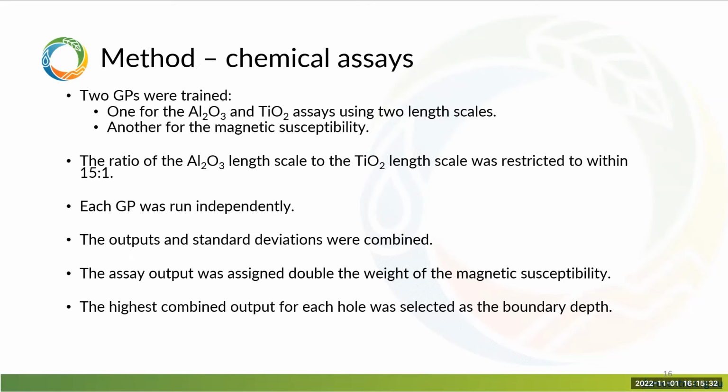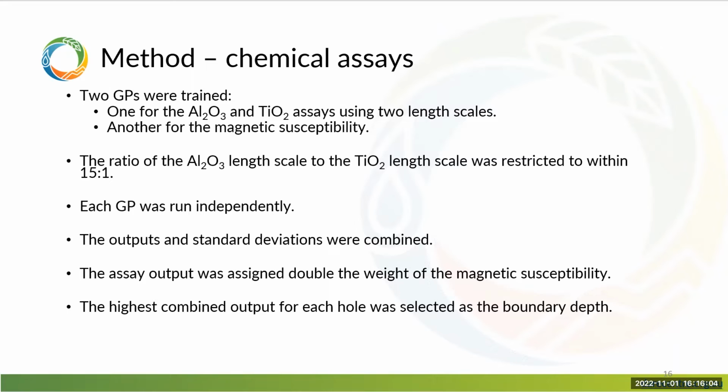To do this, two different GPs were trained. One GP was trained for the assays and another for the magnetic susceptibility. They were done separately due to the difference in data spacing. Geophysical logs down these holes are collected at 10 centimetre intervals, while the assays are only selected for 2 metre intervals. Other ways can be used to do this, but in this case, you did tend to lose a bit of that magnetic susceptibility feature by downgrading it to that 2 metre interval.